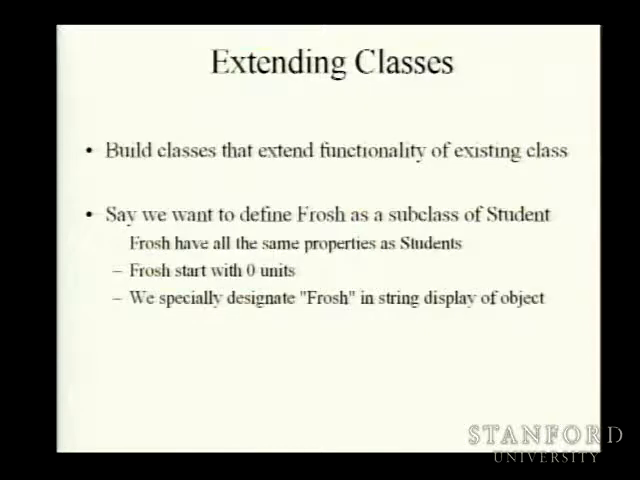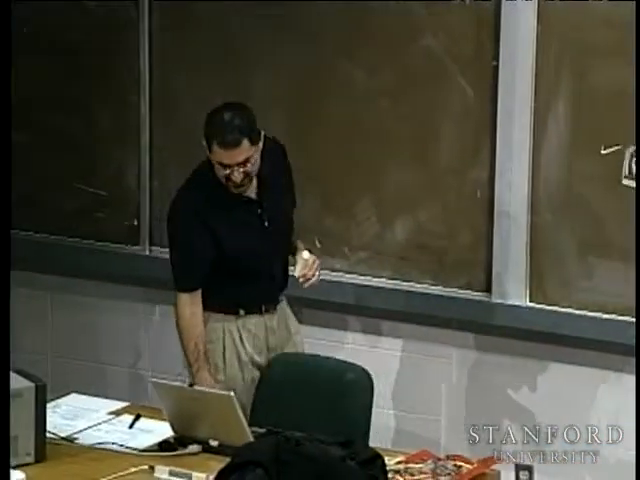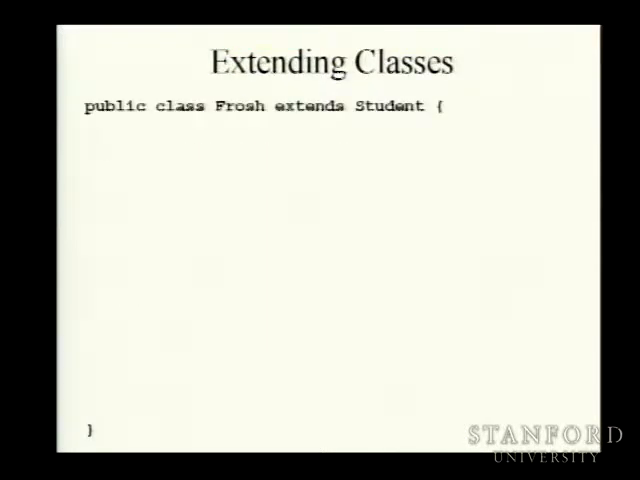Now, the one thing we're going to do is specially designate frosh in the strings that display an object. So that toString method we talked about has the name of the person and their ID number. For frosh in particular, we're going to designate them as frosh, just because your RAs love you and they want to know who the frosh are. So we have to find a way of saying, if you want the string version of this object, the string will contain the word frosh in it. Okay, so here's how we might do that.